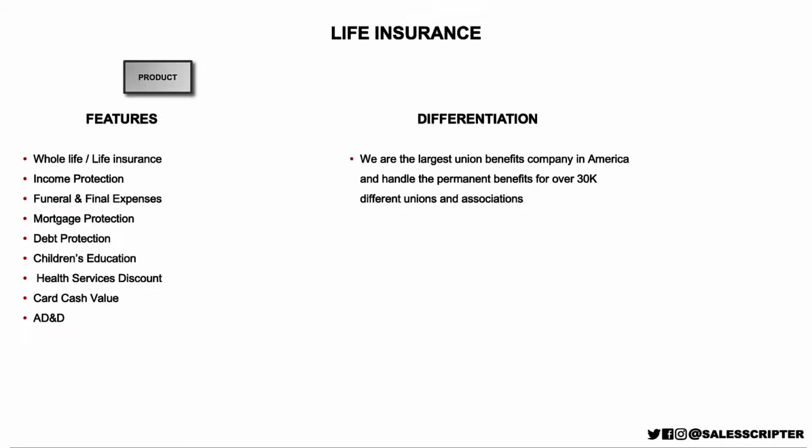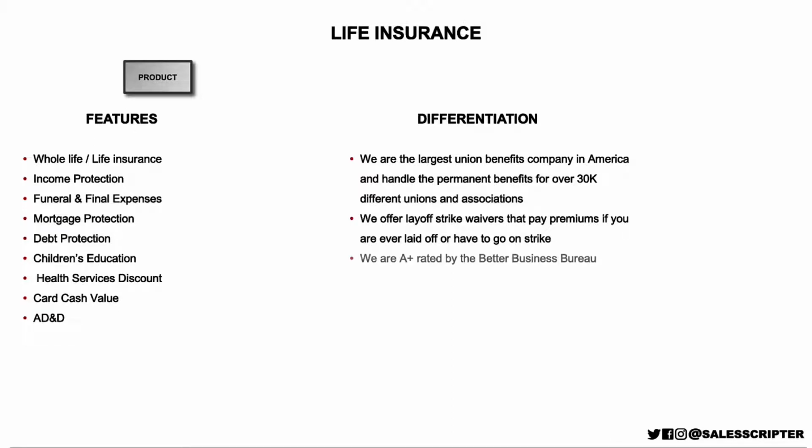And so some things that I came up with this rep was that we're the largest union benefits company in America and handle permanent benefits for over 30,000 different unions and associations. We offer layoff and strike waivers that pay premiums if you are ever laid off or go on strike. And we're A+ rated by the Better Business Bureau. Of course, those differentiation points are specific to the agent that I worked with, and yours will likely be different, but maybe you can get some ideas from there.